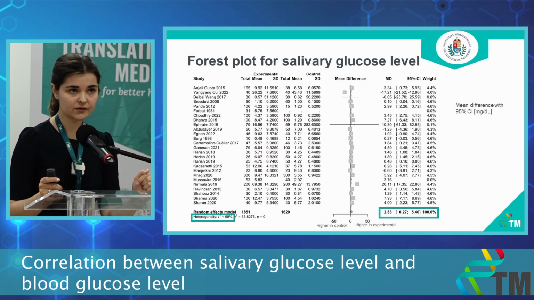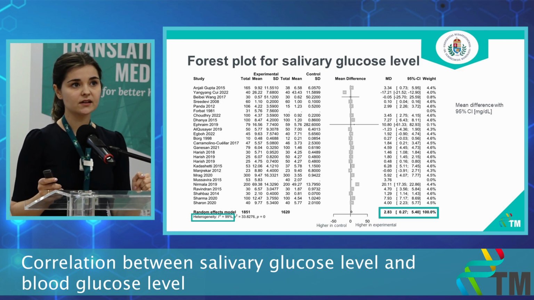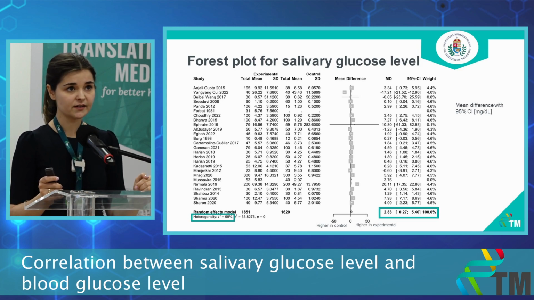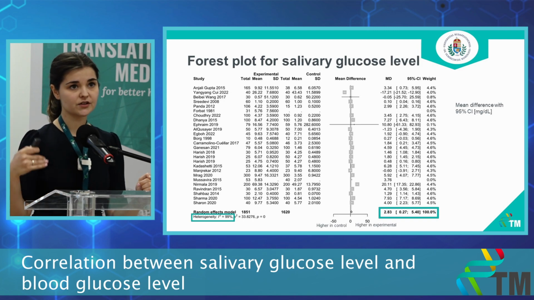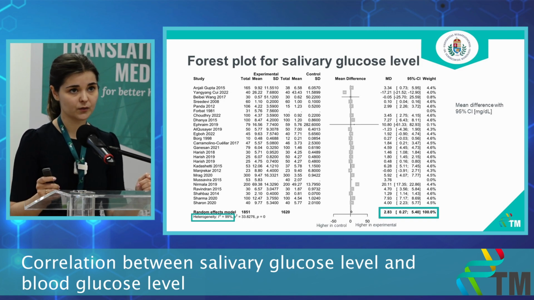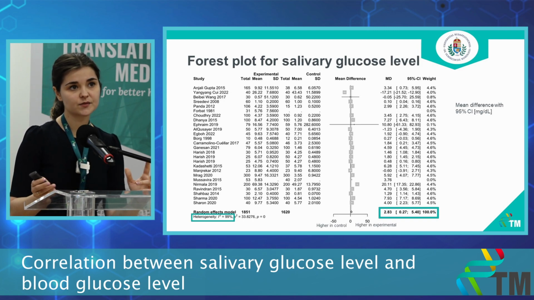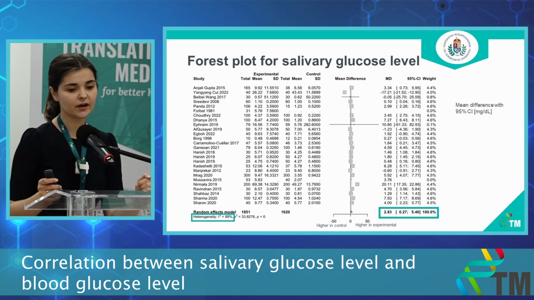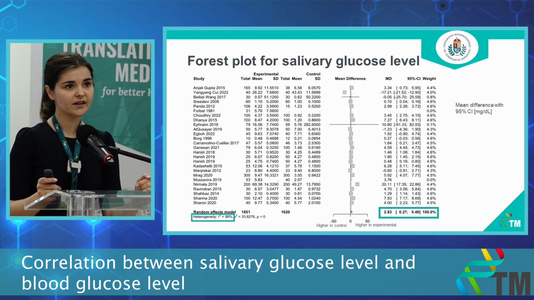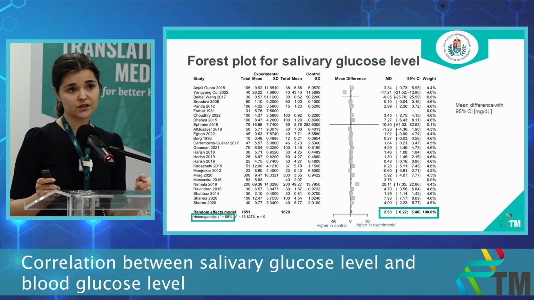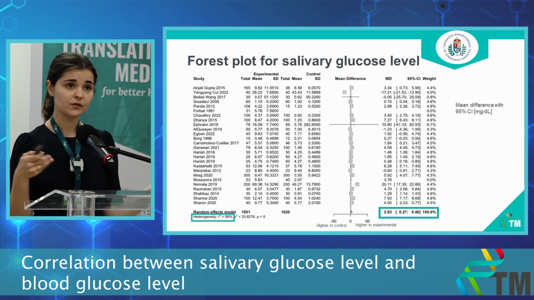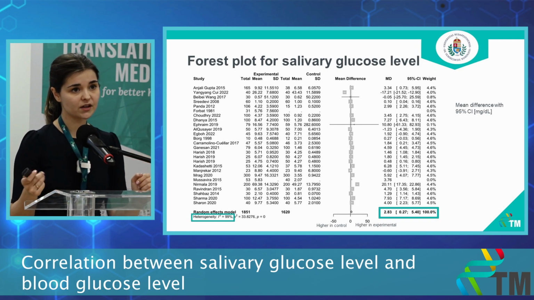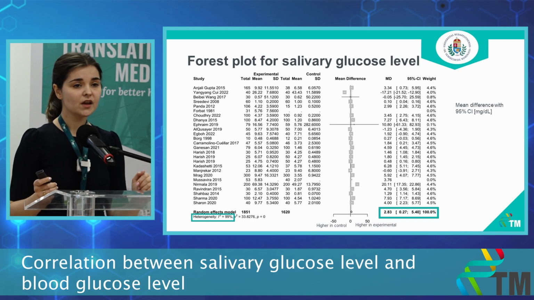And my third result is a forest plot, where we included all 25 articles. The measuring scale of statistic was mean differences. The experimental group was for diabetic patients. The control group was for healthy people. Our heterogeneity was 99%, which is very high. However, both the experimental and control group included many patients, so it could be based on that.